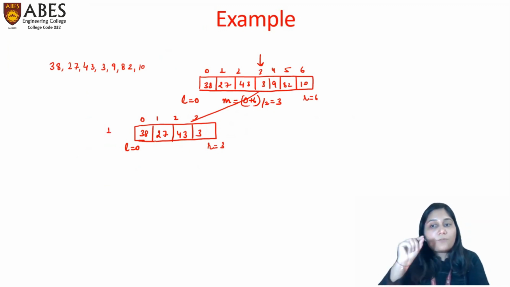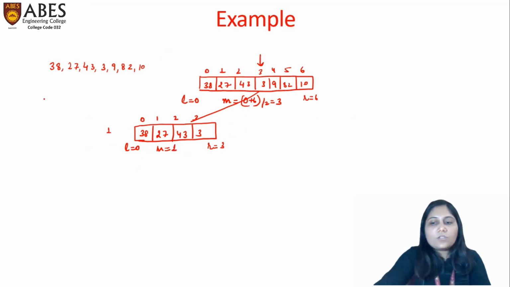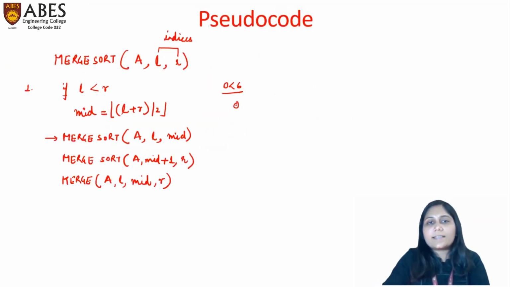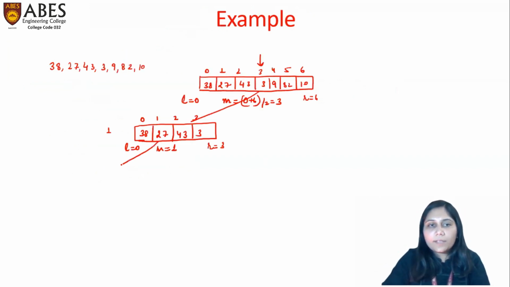So divide and conquer: right now we are doing the divide part of the divide and conquer algorithm. Now let's see. If you calculate mid, 0 plus 3 is 3, and 3 divided by 2 is 1.5. If it's a floor function, then definitely we are going to choose 1. And you can see this condition is also true, 0 is less than 3. So 1.5 will not come; we are taking the floor value, so it will be 1. Now your mid will be here.